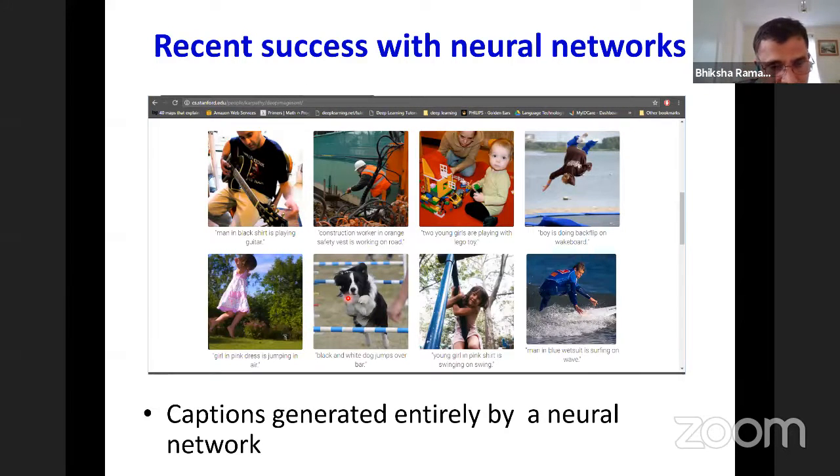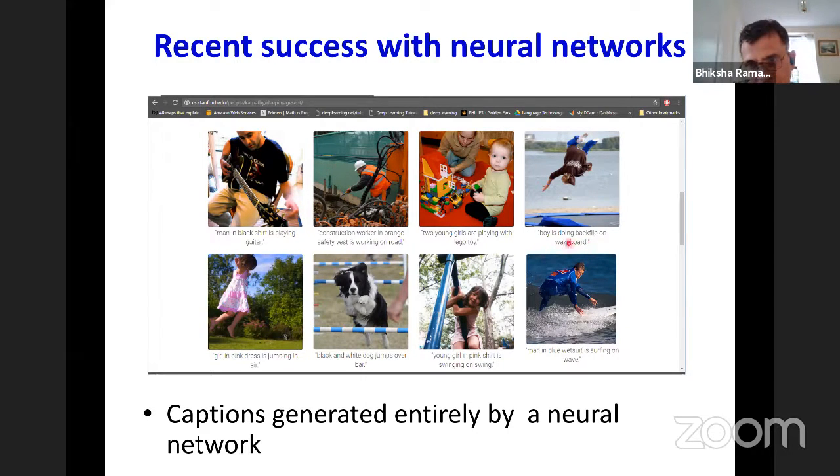Image captioning. Here's another problem. All of these pictures, this is actually a very old result. And yet, the results are remarkable. So here is a picture. Man in black shirt is playing a guitar. That caption has been assigned and typed out in English entirely by a neural network. Construction worker in orange safety vest is working on road. Well, he's not working on a road, but it got almost all of it right.